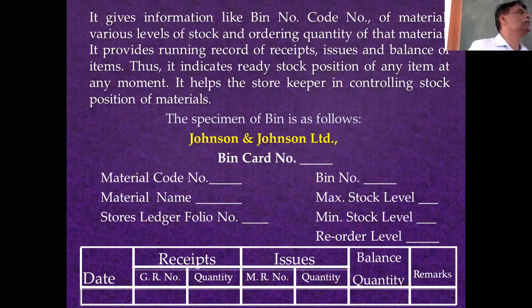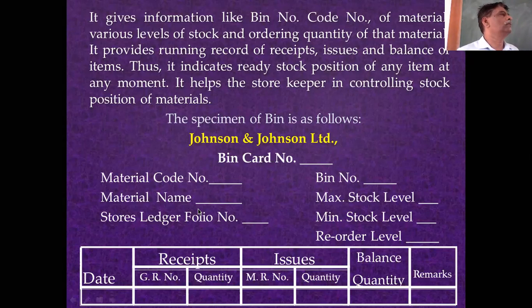How to record it: you write the date in the date column. Opening date of the month is 1st December. You write the date, and in the balance column you write 500 quantity. Then on the 5th December, you received 1000 kg, or 1000 units. Then that is to be recorded.